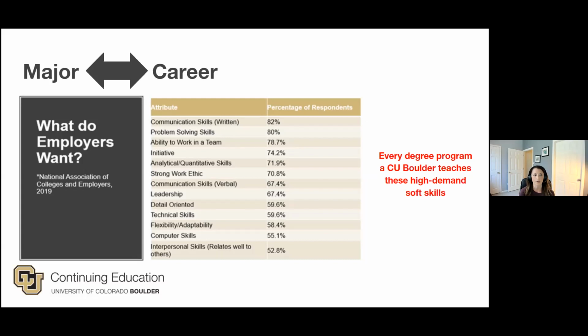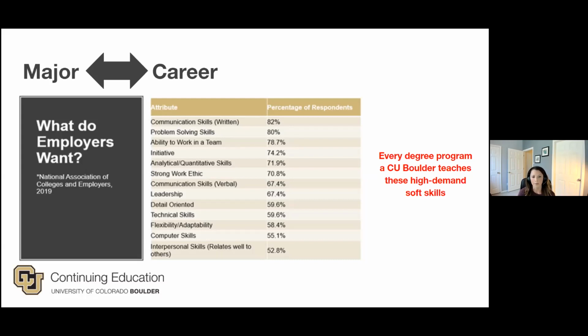This survey is put together each year by the National Association of Colleges and Employers. They send out the survey to a couple of thousand employers, and they usually get a couple hundred responses back. And the goal is to identify what this wish list of skills is that employers want to see when they're hiring for a position or when they're reviewing a resume.